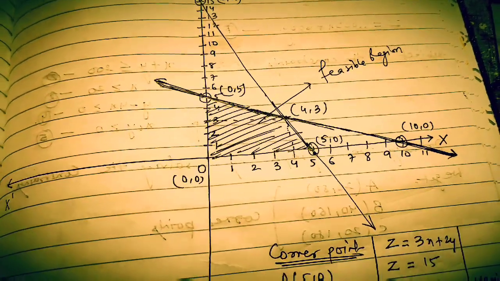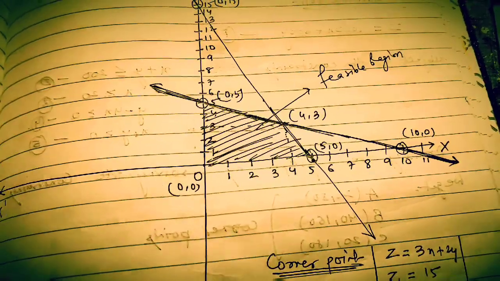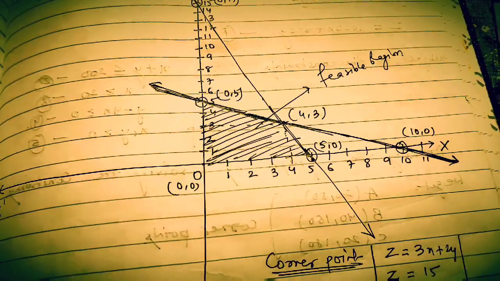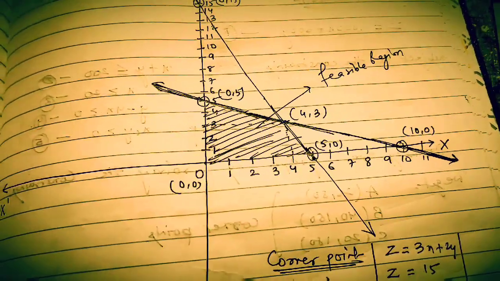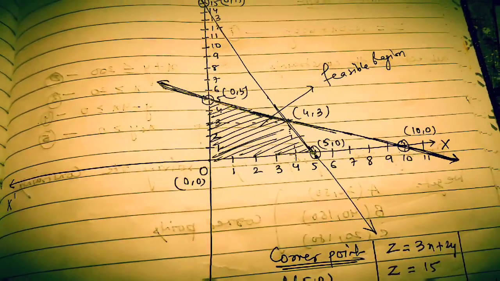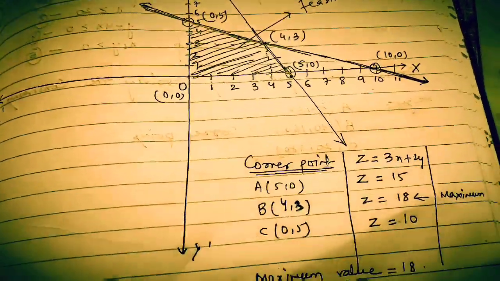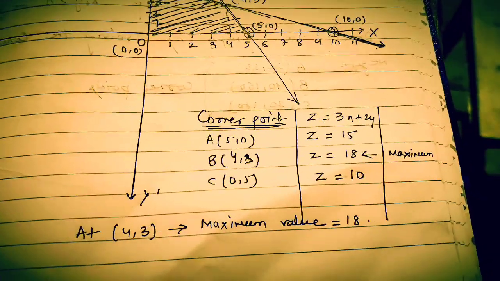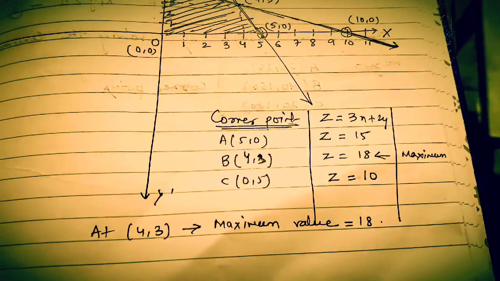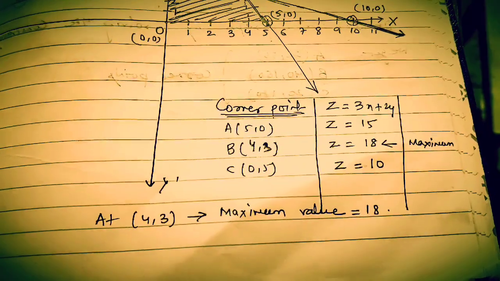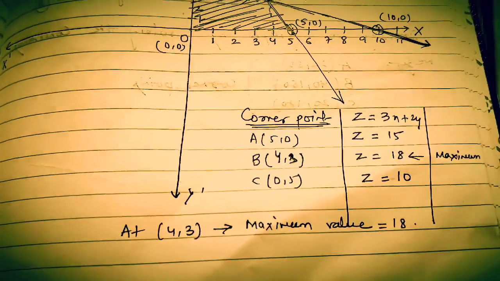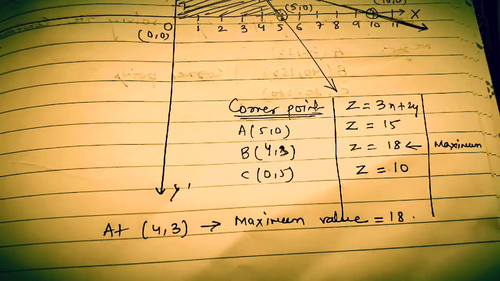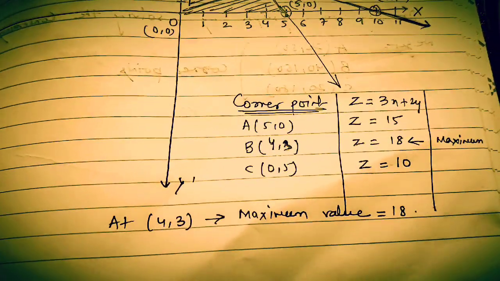Just as I have plotted, the points are (0, 5), (4, 3), (5, 0). These are the corner points of the feasible region. Now using the corner point method, putting these points in the objective function, we get the maximum value at the point (4, 3), and the maximum value is 18. So in this way we can find the optimal solution. The optimal solution is (4, 3), and the maximum value of the objective function is 18.